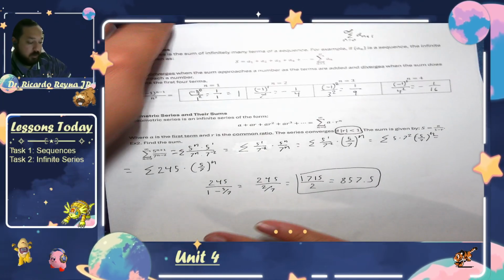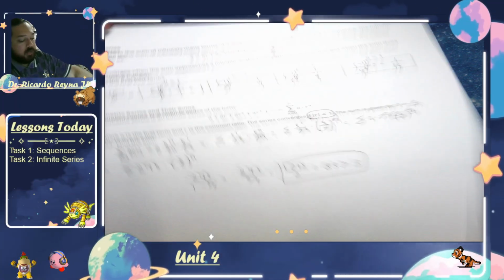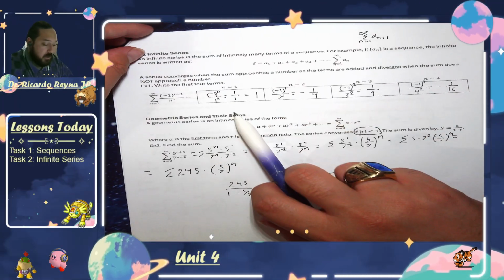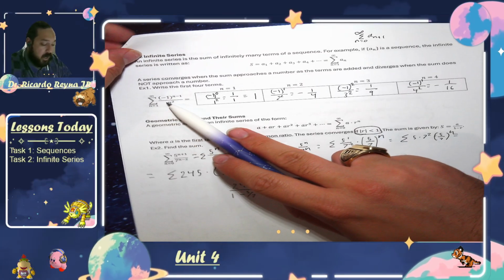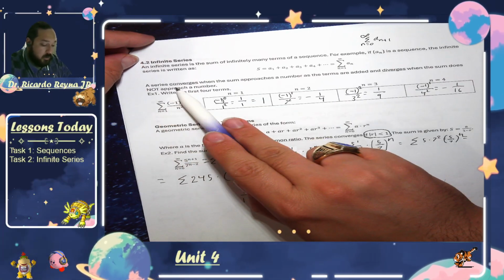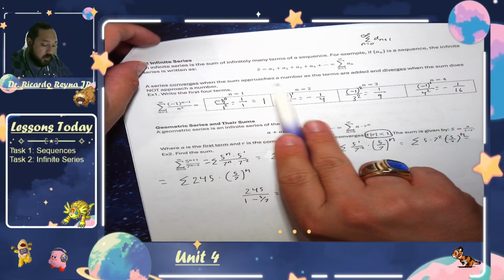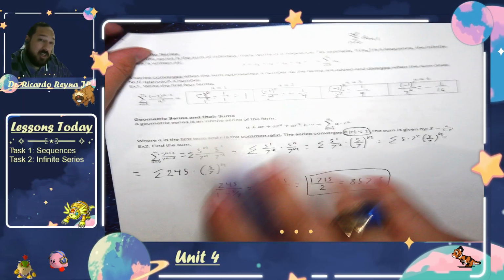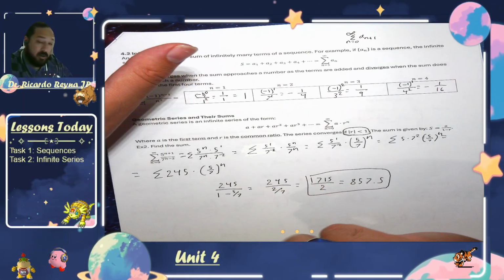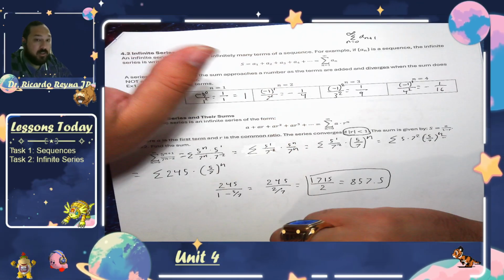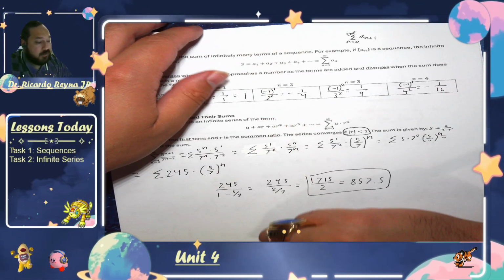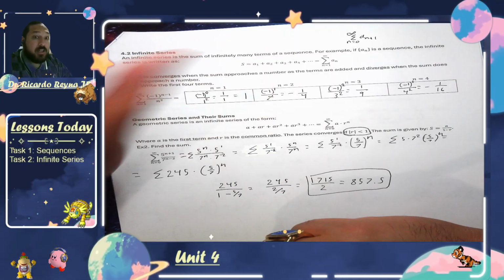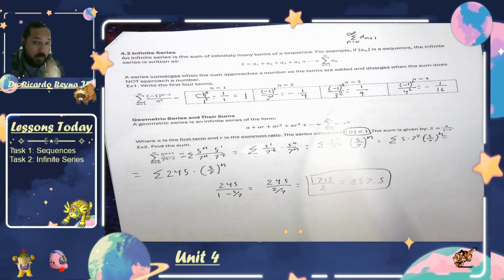We're evolving the language. And then we're talking about an infinite series. And we're talking about how we also know a series converges when the sum approaches a number as the terms are added. It's also going to be hinted at later with the whole definition of a limit. And we're going to start seeing the integration connection here as well.